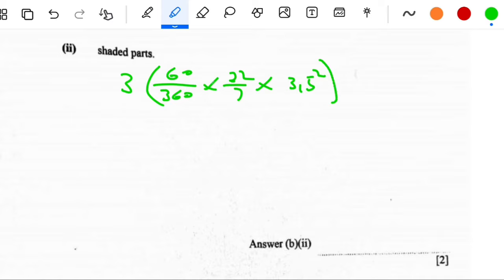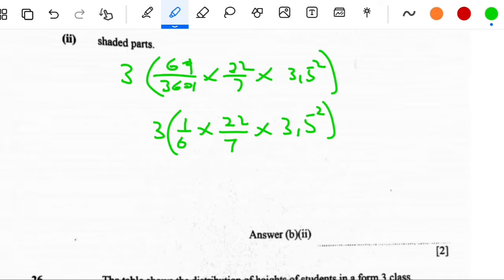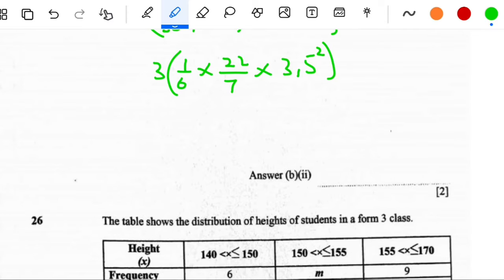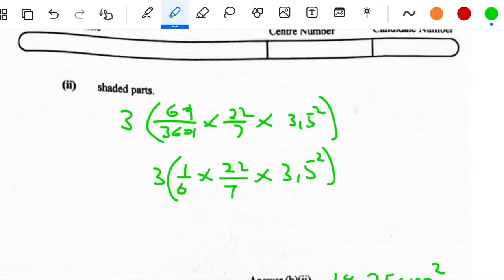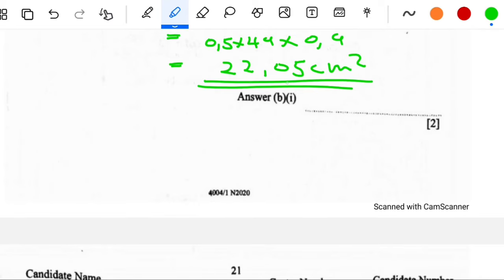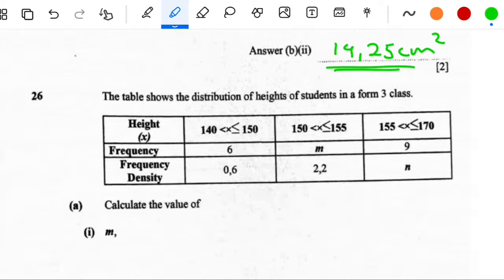Right, then I'm going to simplify here and get 1/6 times 22/7 times 3.5 squared. I don't have a lot of space here, so I'm going to simplify on the side and get my answer as 19.25 square centimeters. And it makes sense because this area here is supposed to be smaller than this 22 on top. So we are done there.